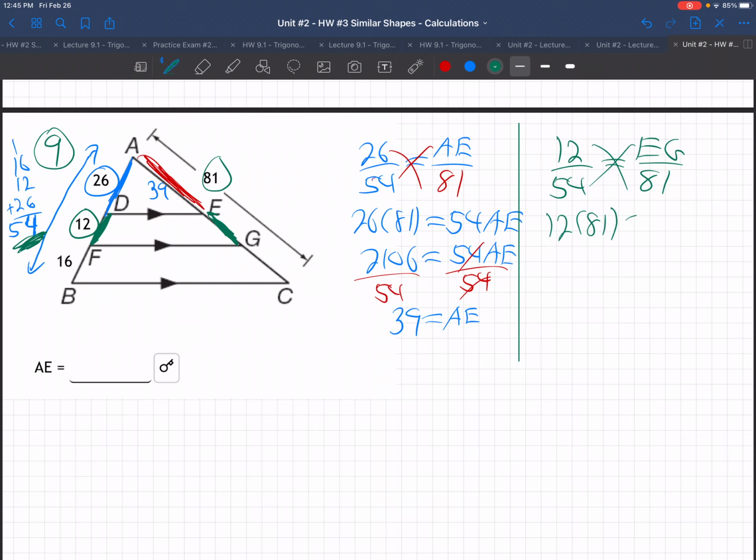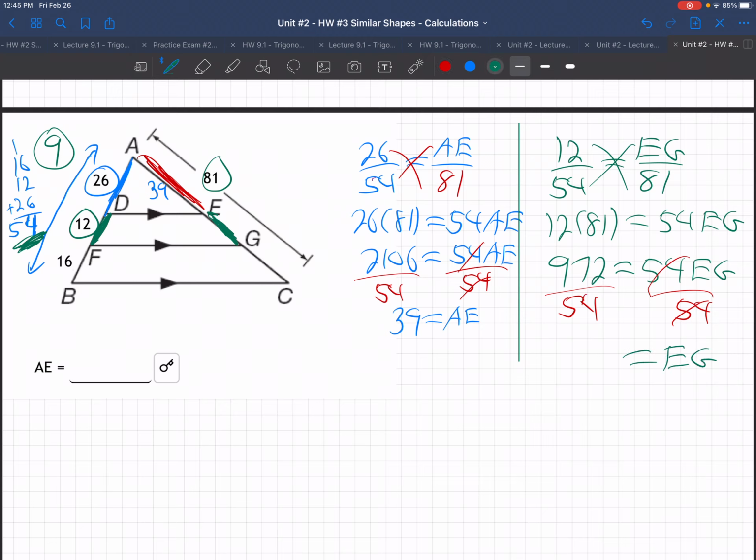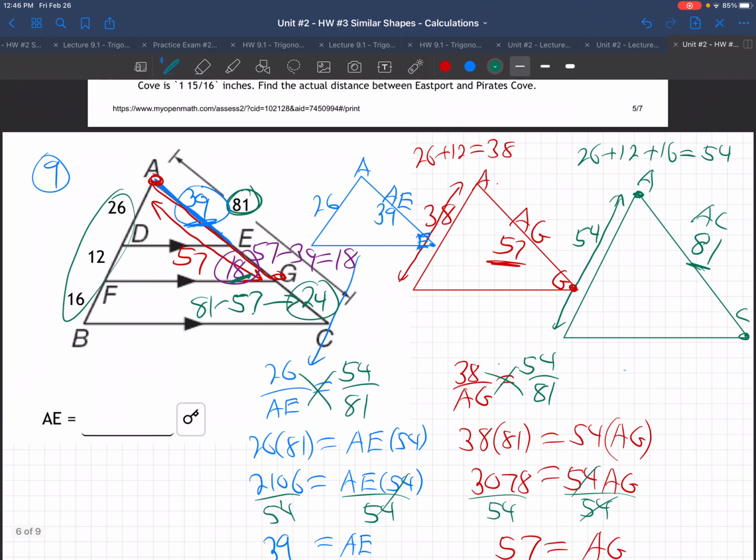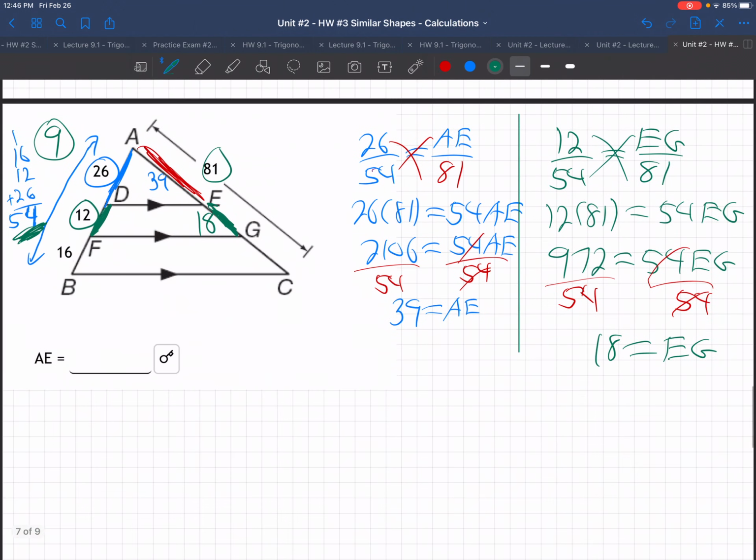12 times 81 is 54 EG. Use your calculator. Get 972 is 54 EG. Divide by 54. Boom. EG equals 18. This little part must be 18. Is that what I get the long way up here? Yeah, look at that. Beautiful. 18. See how you can just do that part?